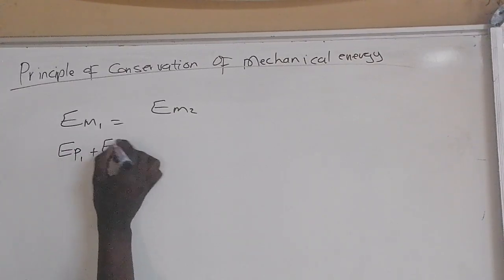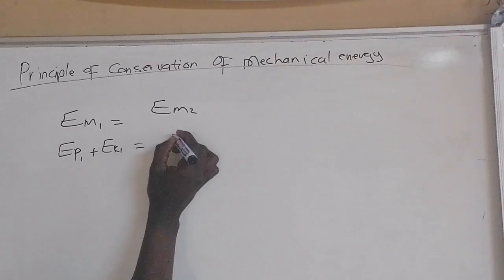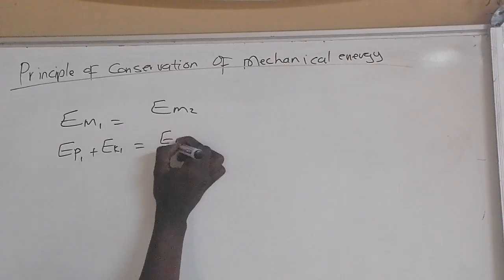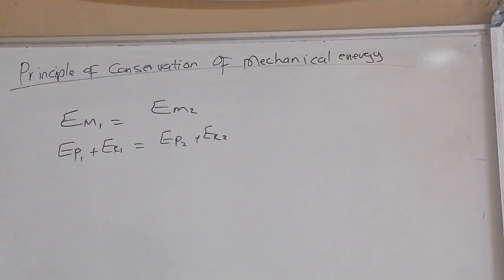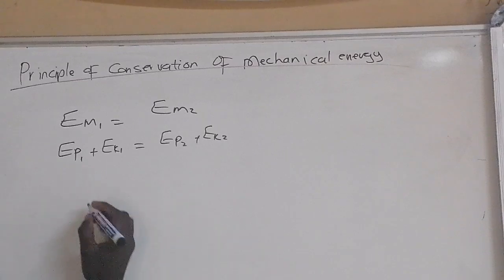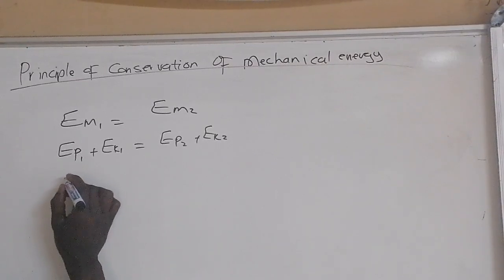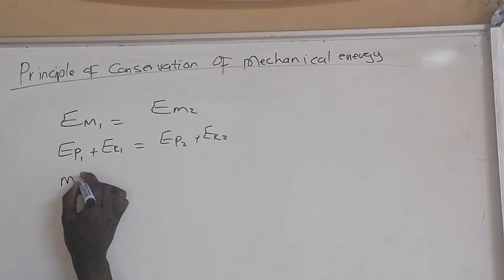EP1 plus EK1 equals EP2 plus EK2. So we have to simplify it further so that we can have a more simplified formula. They use this formula a lot in past question papers. Now EP1, we know that EP is equivalent to mgh.